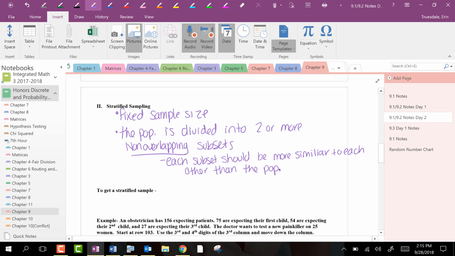Okay, so you're grouping people based on similarity into these subsets. This is sort of like a combination of quota and simple random sample. Okay.